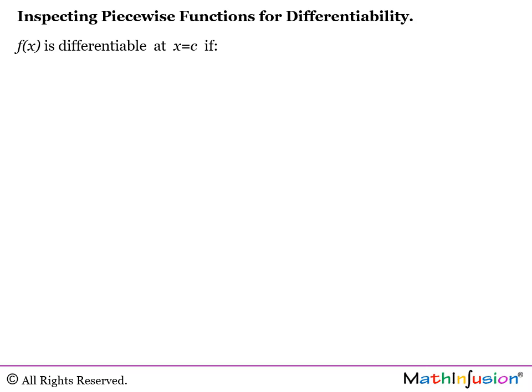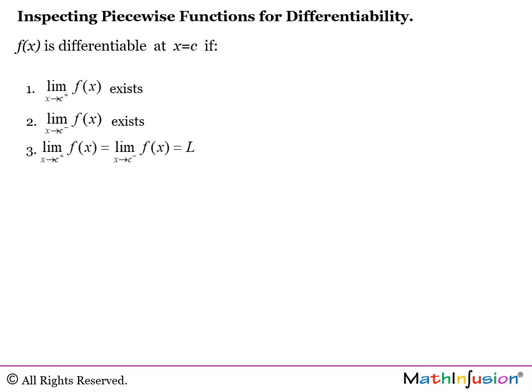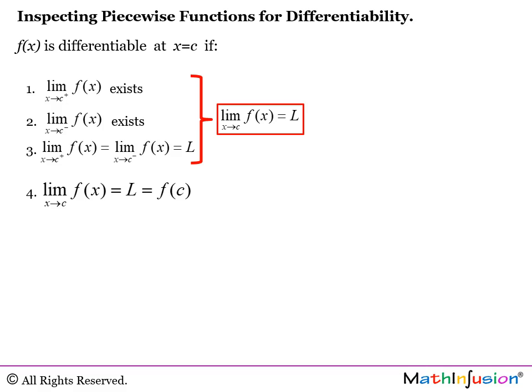So the function is differentiable at x equals c if 1. The limit from the right exists. 2. The limit from the left exists. 3. The limits from the right and the left are the same. We will call L their common value. This implies that the limit of the function when x approaches c equals L. Now we have to do step 4. We have to show that L, which is the limit of the function when x approaches c, equals the value of the function at c, which is f of c.